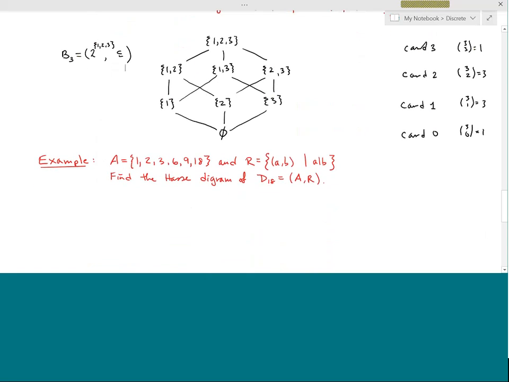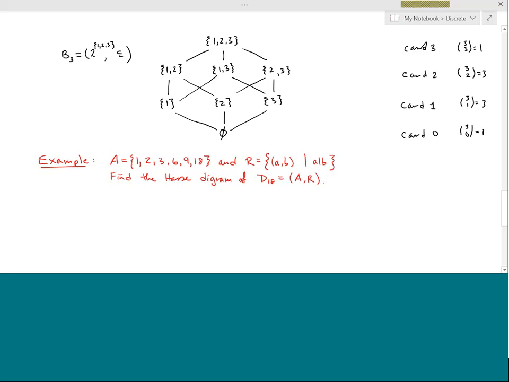It deals not with subsets. Yay, we're going to get away from subsets for a little bit. Instead, it deals with prime factorizations, or really factorizations. So here's the setup on how we write this one. Our building set is set A here, a bunch of integers. These are all the positive factors of 18.